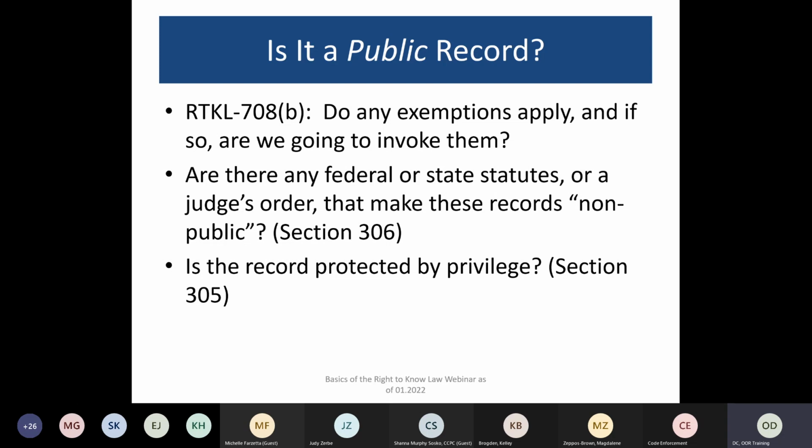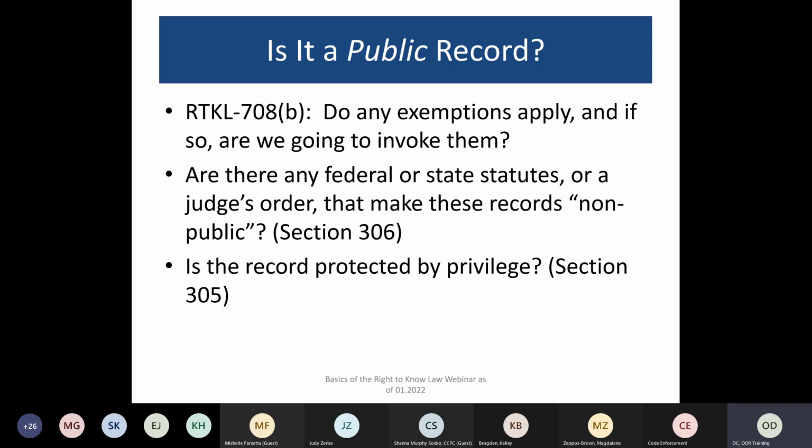The first one, we have to answer the question, are there any exemptions that apply? And if so, are we going to invoke them? What the heck is an exemption? Well, if you're looking at the right to know law, you would go to section 708B, and listed there are 30 exemptions. An exemption is basically a description of a type of record that the agency has the discretion to withhold from public disclosure because of the sensitive nature of that record.